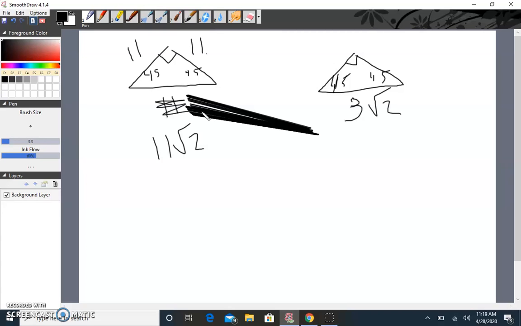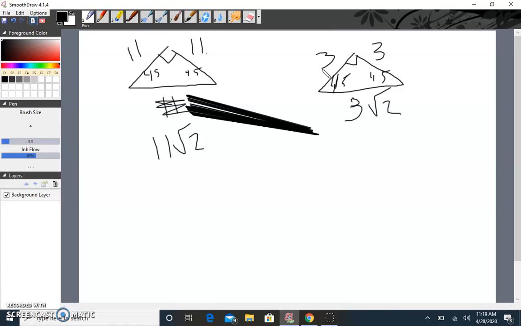So we get the example over here, another 45, 45, 90, where it's a 1-2 triangle. If this is 3 times the square root of 2, whatever the number is in front of the square root of 2, is what both legs are. So, both legs are 3. The hypotenuse is 3 times the square root of 2.